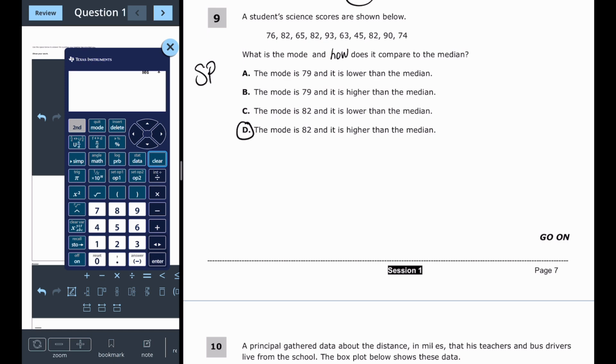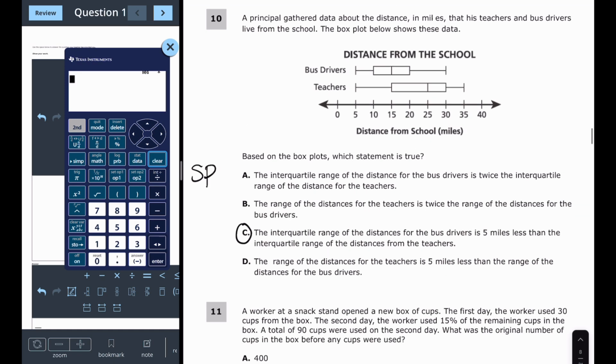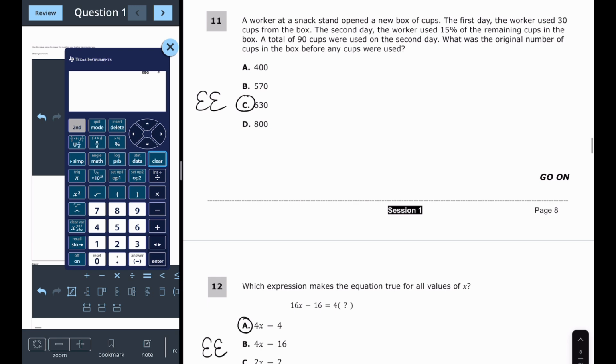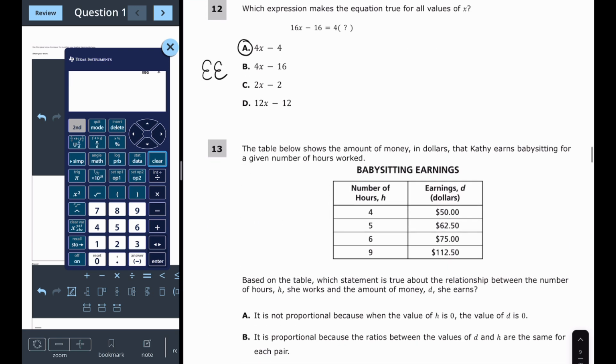Here's the next 4. The answer for 9 is D. 10 is C. 11 is C. And 12 is A.